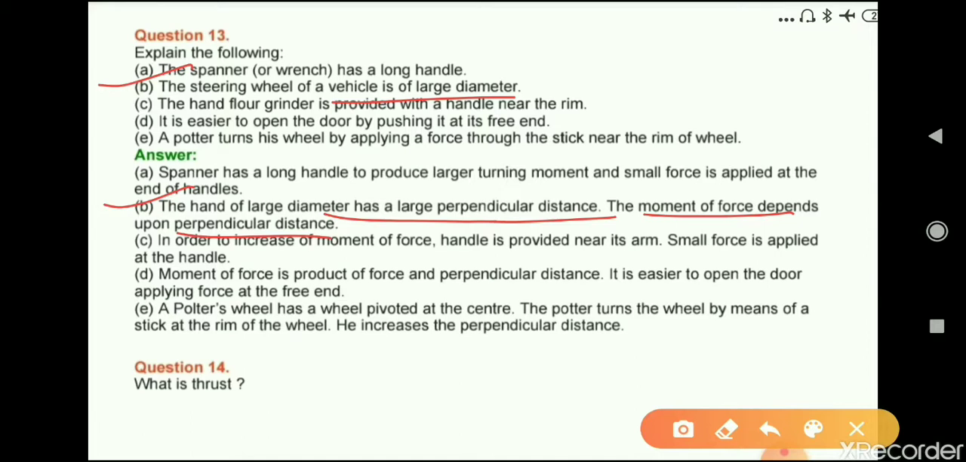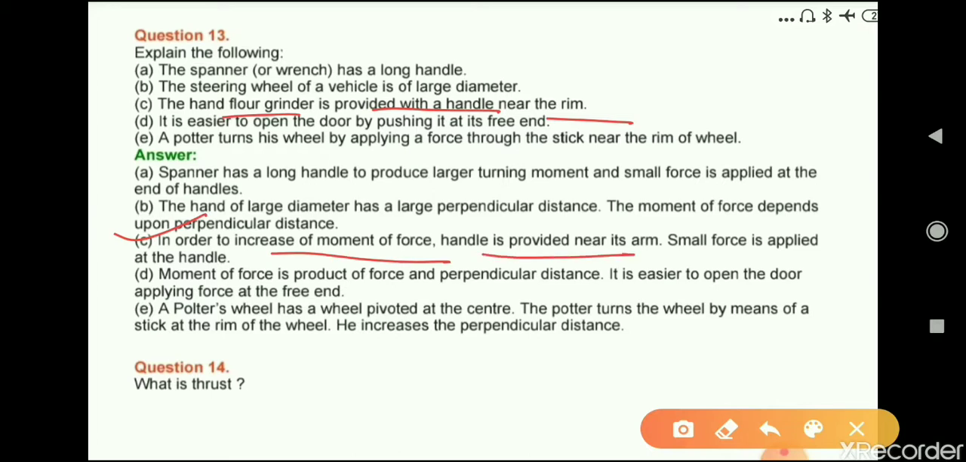Third, the hand flour grinder is provided with a handle near the rim. Answer. In order to increase the moment of force, the handle is provided near its rim, so a small force is applied at the handle, as the perpendicular distance increases.